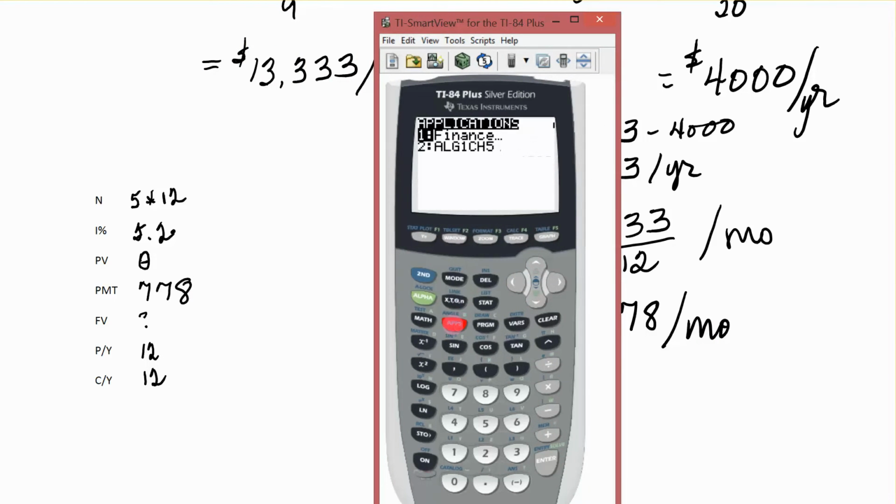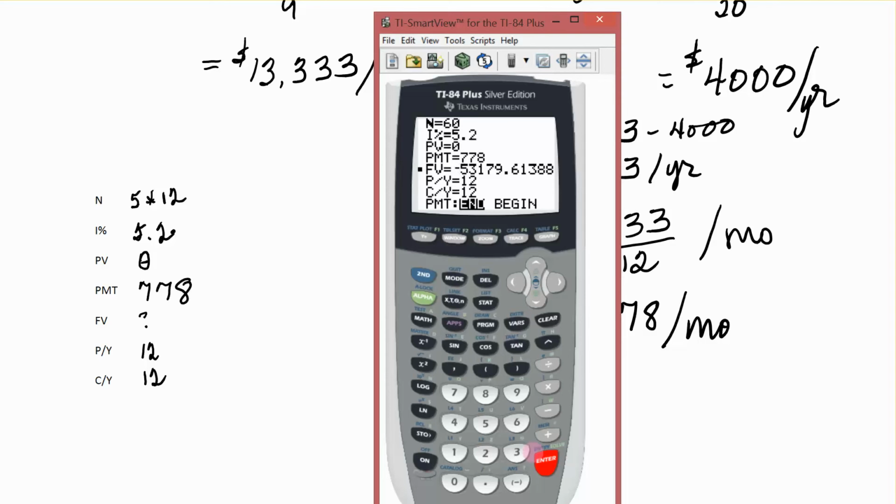So, app, finance, TVM solver. That's going to be 60 because 5 times 12 is 60. I have 5.2%. My present value, I'm saving and I don't have anything in there. I'm going to make payments of $778 into this savings every month. And future value is what I'm trying to find. We haven't done one of these in a section or so, so this is different. Or hopefully it's familiar. So second, alpha.